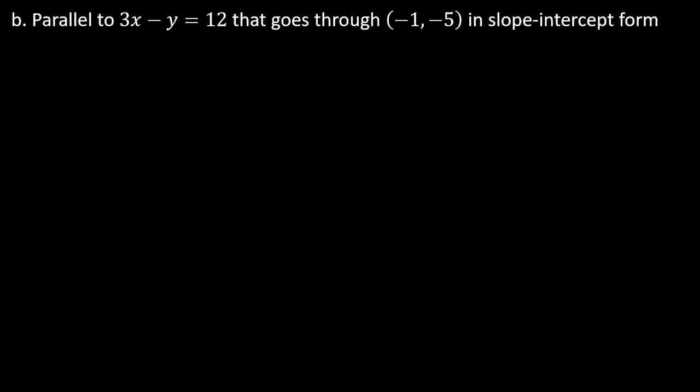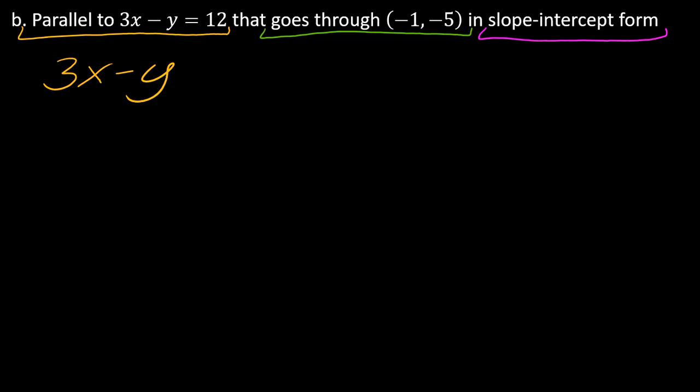Okay, so moving on to the next one. So now I need a line that's parallel to 3x minus y equals 12 that goes through this point and is in slope-intercept form. So once again, just for best practice here, I need to figure out my slope, and then I need to have it go through this point, and then finally I need to get it into slope-intercept form. So let's start with the first part of this. So why don't you pause the video here and see if you can figure out what slope it is that we need, and then hit play when you're ready.